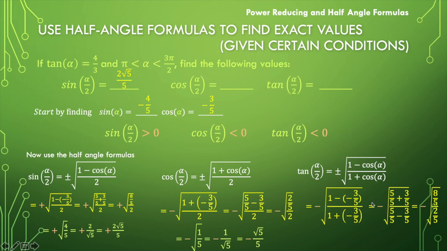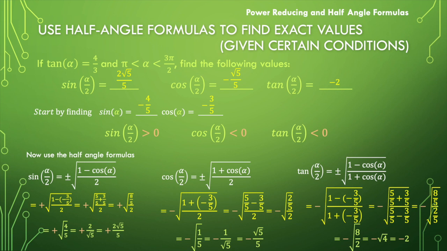So we end up making those common denominators of 5 over 5 again. 5 over 5 plus 3 over 5, which is 8/5. 5 over 5 minus 3/5, which is 2/5, keeping that negative in front of the radical. And then if we simplify this by multiplying both pieces by 5, we end up with negative square root of 8 over 2, otherwise known as negative square root of 4, otherwise known as negative 2. Well, that's beautiful. And so we have found all 3 pieces that we were asked to find.